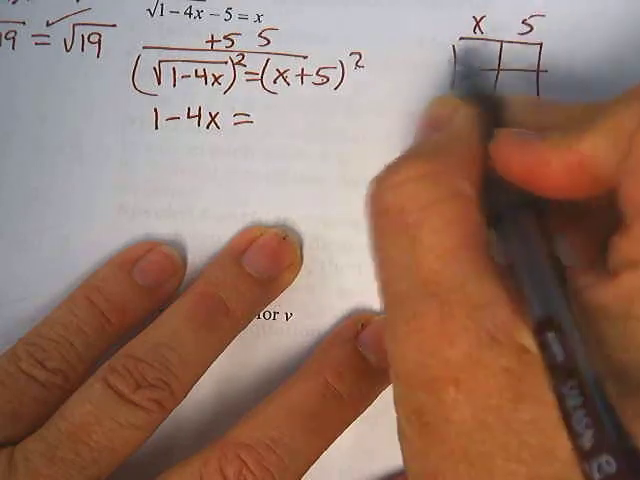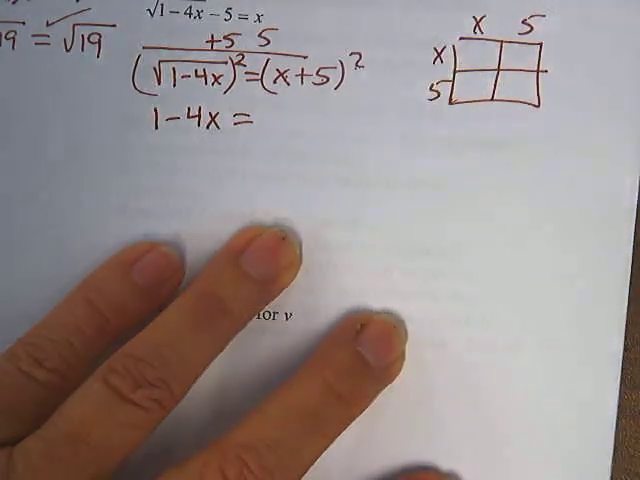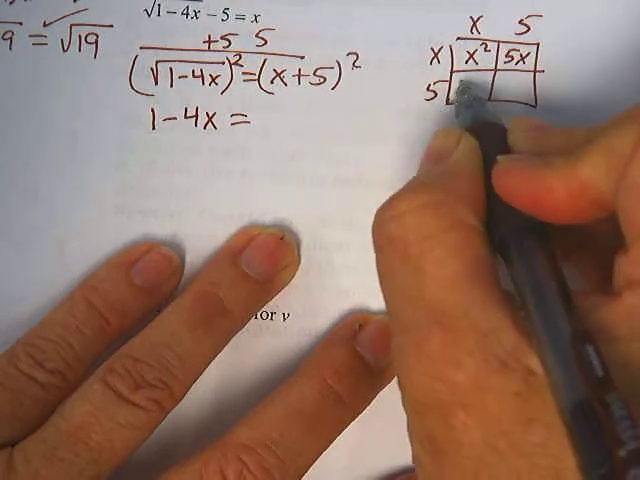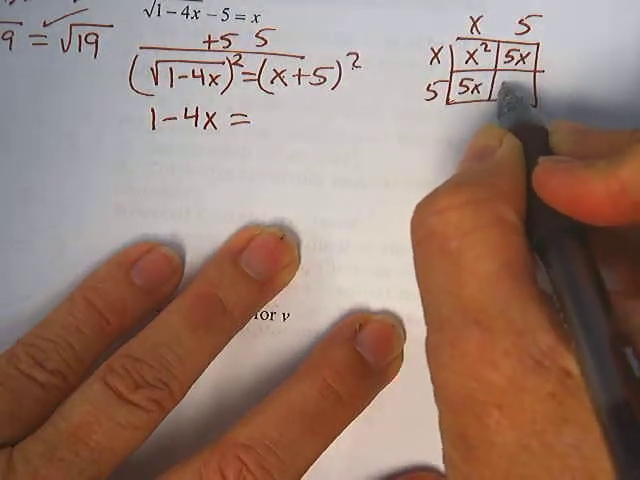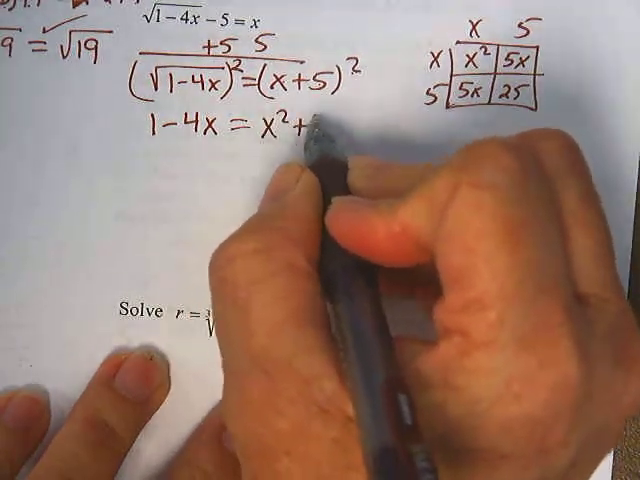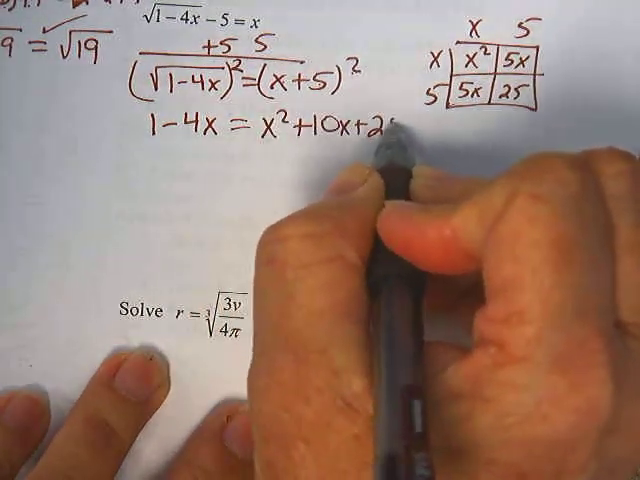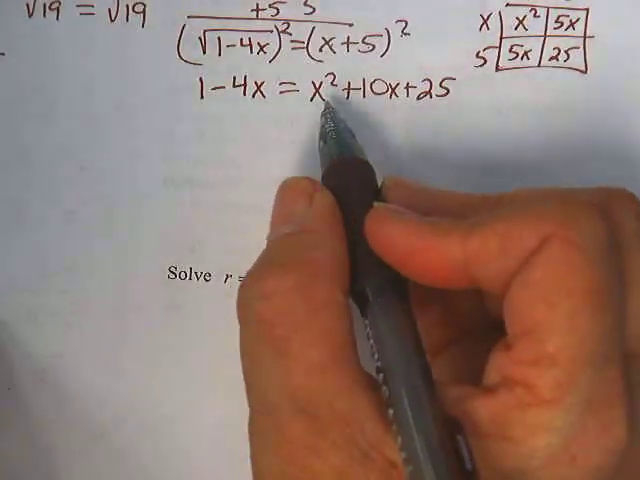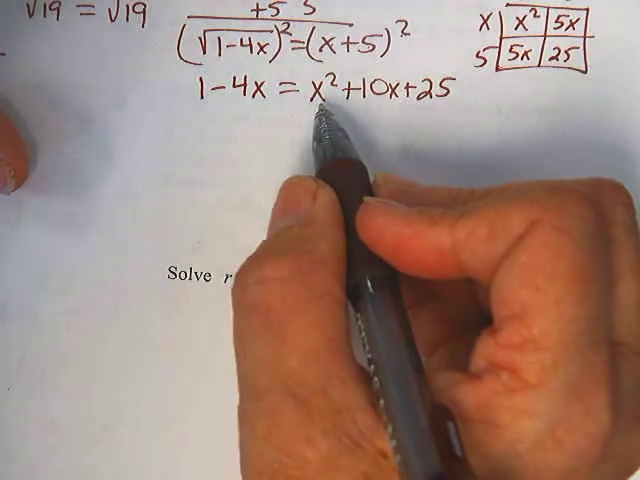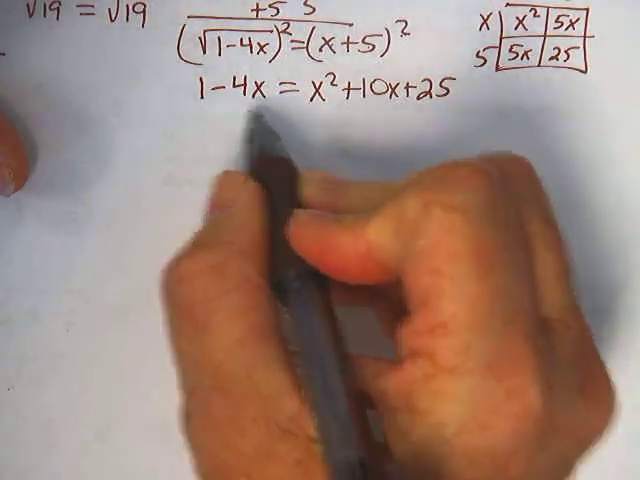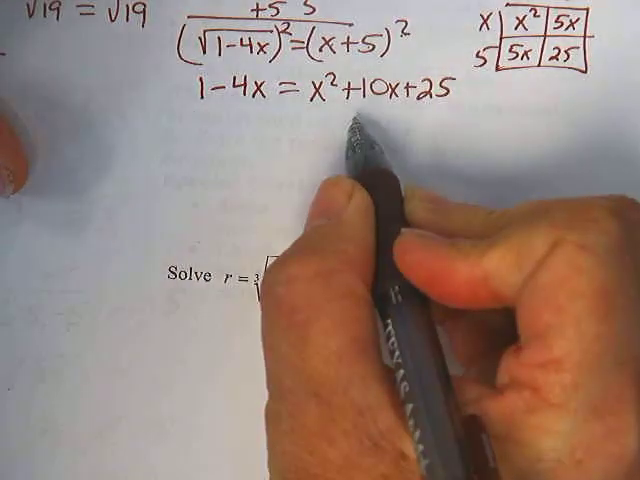You can do this with FOIL, you can do it with a box, or you can even do it in your head. But I'm just showing it here so everyone sees where I get my terms. So this equals x squared plus 10x plus 25. Okay, quadratic. So we're going to have to be doing some factoring, or maybe even the quadratic formula. Let's figure this out. Okay, so we need to get everything on one side of the equation.